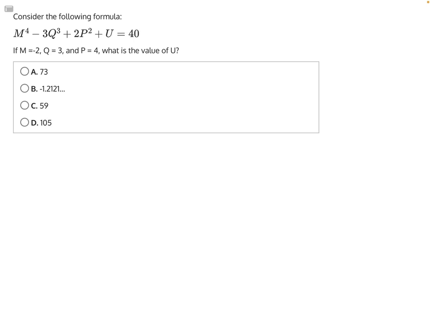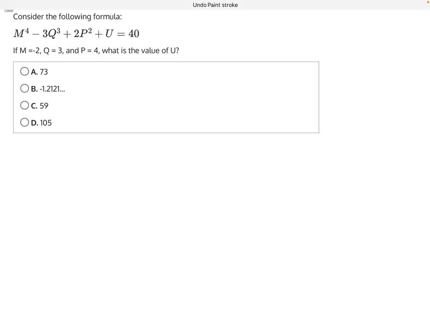Consider the following formula. If m is equal to negative 2, q is equal to 3, and p is equal to 4, what is the value of u? To solve this question, we need to isolate and solve for our unknown variable u. And to do that, we'll have to substitute in our known variables.